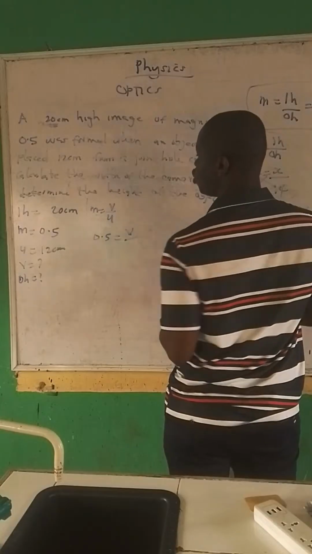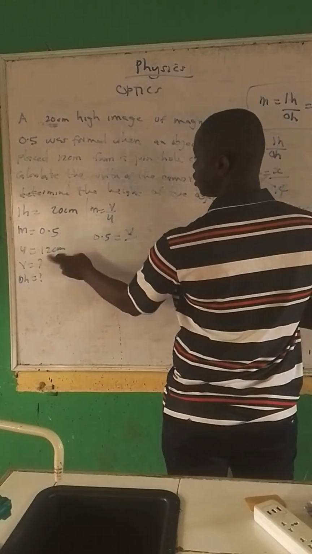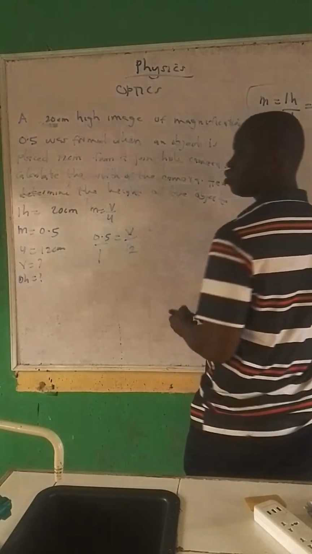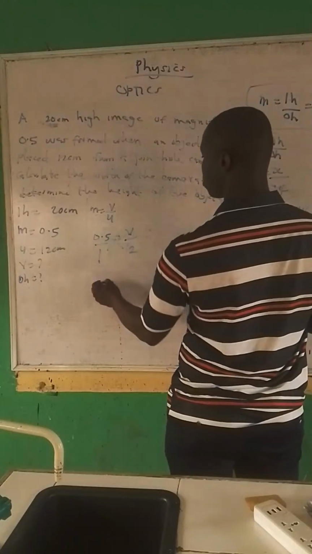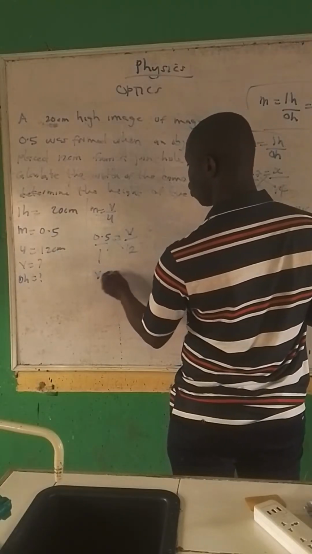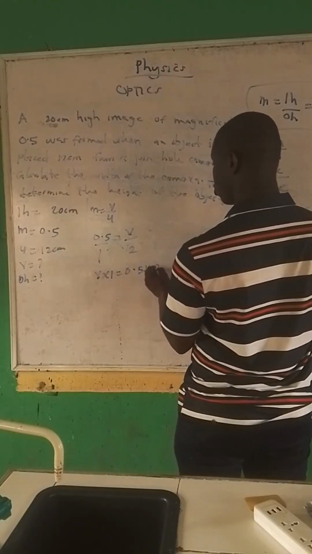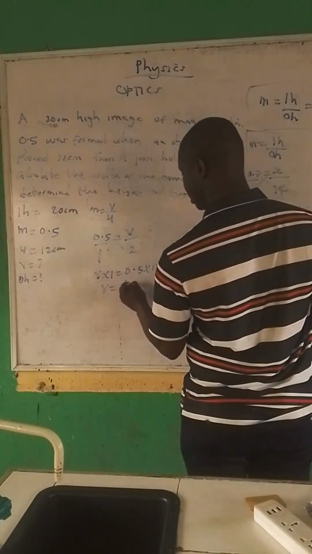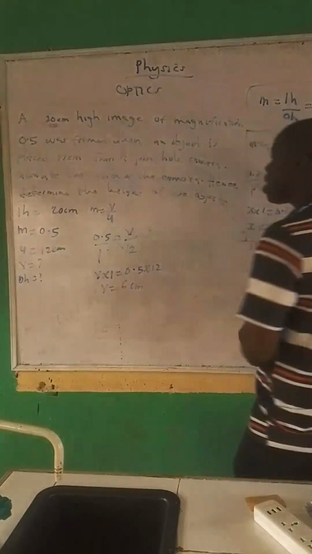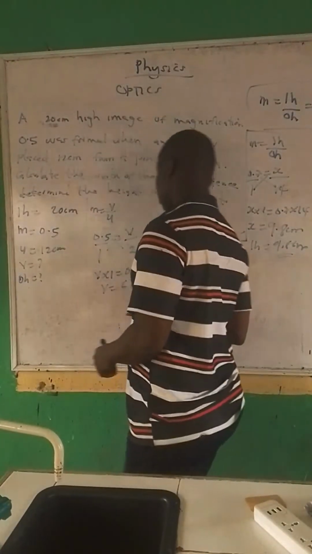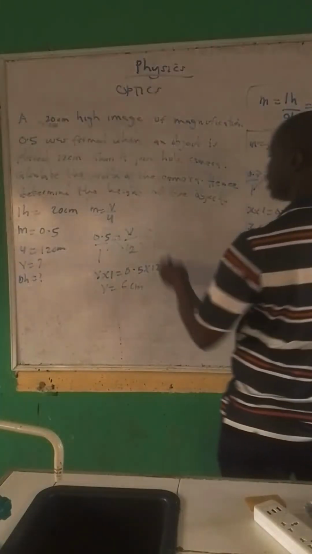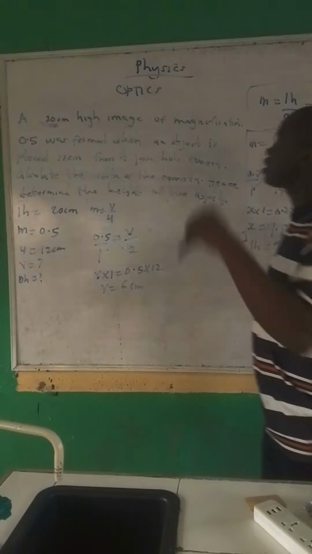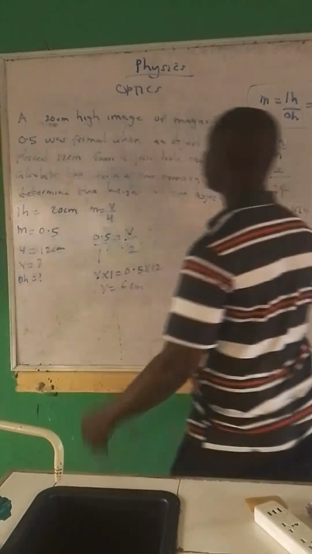all over the object distance. What's the object distance here? 12, right? So you put your 12. So you cross multiply. If you cross multiply, you have V times 1 is equal to 0.5 times 12. So V is equal to 0.5 times 12, which is 6 centimeters. So the image distance is 6 centimeters, which means the width of the camera is 6 centimeters.